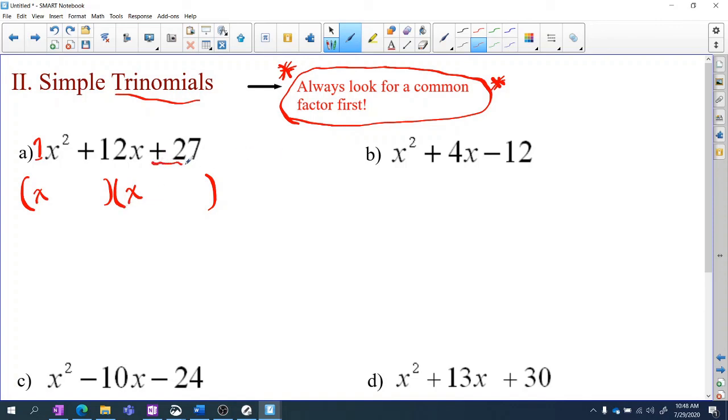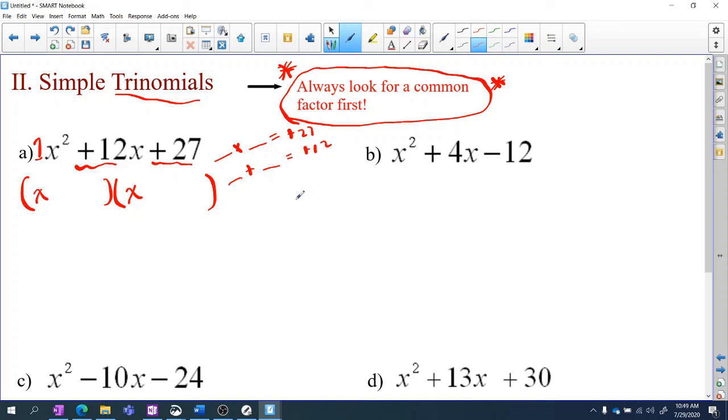You look at the last term, positive, and you have to look at the sign as well, a positive 27. You need to find 2 numbers that when you multiply them, the answer is positive 27. Those same 2 numbers that you pick, when you add them, you have to get this number in the middle, including the sign, a plus 12. So then the 2 numbers, when you add them, you have to get a positive 12.